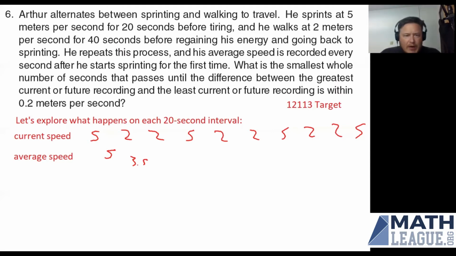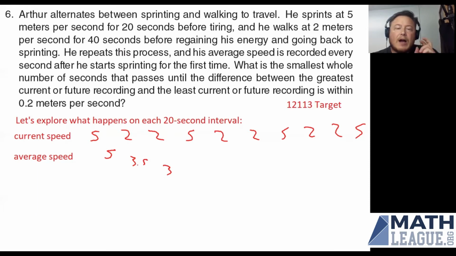Okay, so anyway, what happens at the end of the first minute? We've got 20 seconds at 5, 20 seconds at 2, 20 seconds at 2. The average of those three numbers: 5 plus 2 plus 2 is 9, and we've got 3 intervals. So that's going to be 9 divided by 3, which is 3 meters per second.